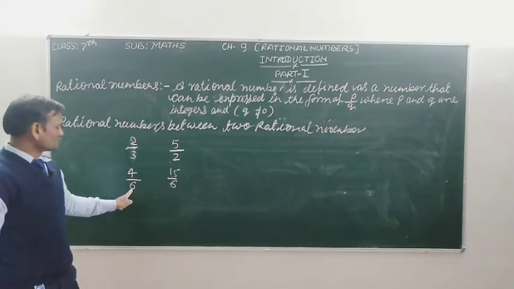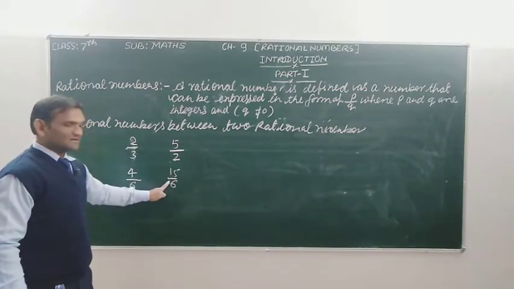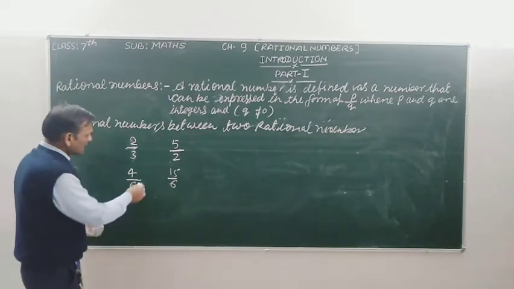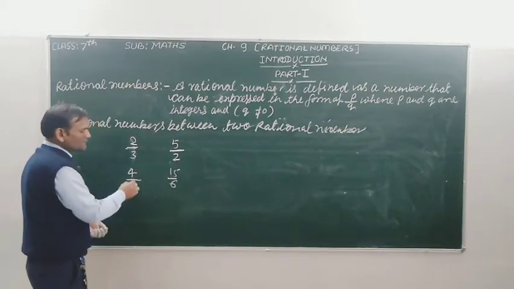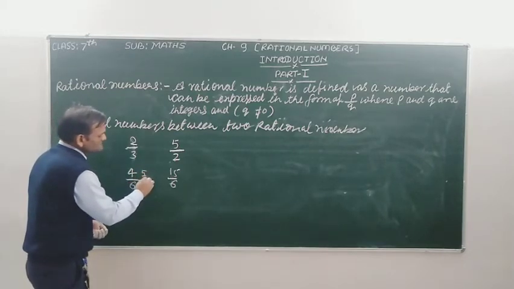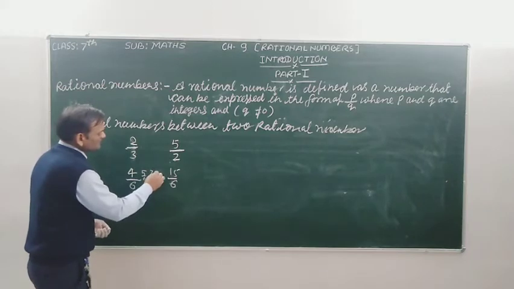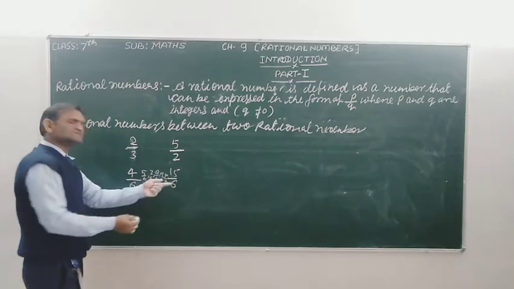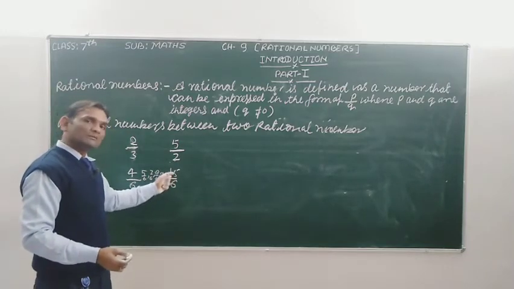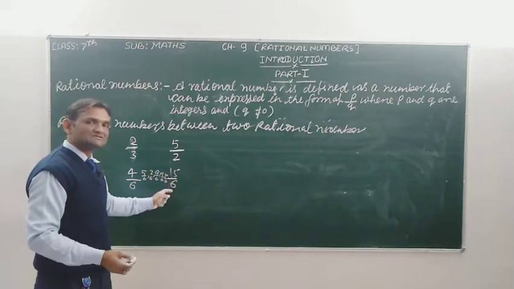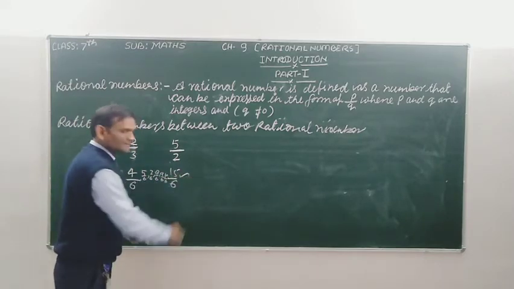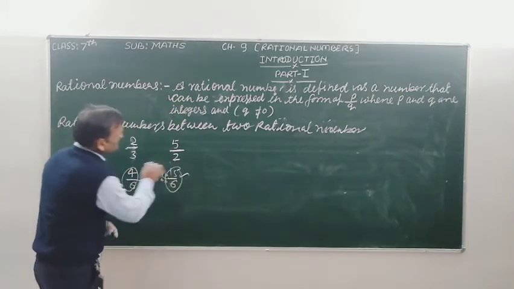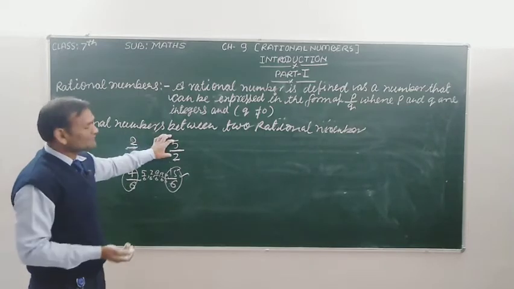Now you are seeing here that, student, both fractions have the same denominator. So how many rational numbers lie between these two rational numbers? 4/6, then 5/6, then 7/6, then 8/6, then 9/6, then 10/6, like this. 11/6, 12/6, 13/6, 14/6 and 15/6 is given at last. And 4/6 and 15/6 are equivalent of 2/3 and 5/2.